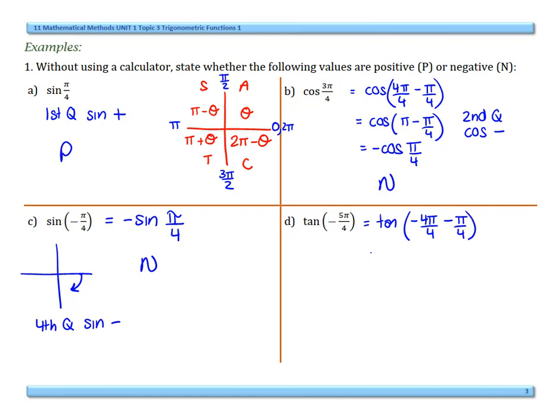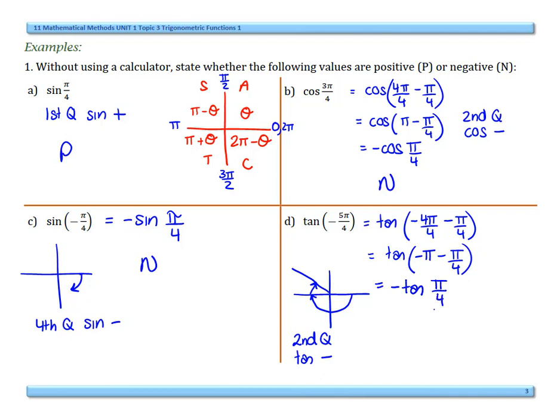So that's negative 5 pi on 4. So that becomes tan of negative pi minus pi on 4. Now, if you think about what's happening here, we're going in the negative direction to pi, and then we're going in the negative direction again, another pi on 4. So we're in our second quadrant. In our second quadrant, the only ratio positive is sine. So tan is going to be negative. So this is going to be negative tan of pi on 4. So my answer will be negative.